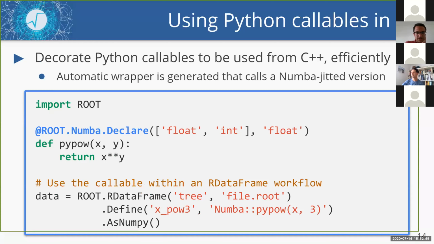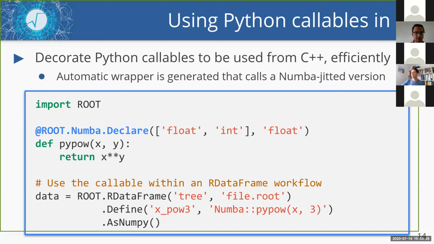Then another feature that we have recently added is this numba.declare feature. This allows you to decorate Python callables, Python functions, and run them from C++. What we do when you decorate your Python callable with numba.declare is that we generate a C++ wrapper for it. And this C++ wrapper will invoke a jitted version of the Python callable, a jitted version with Numba.